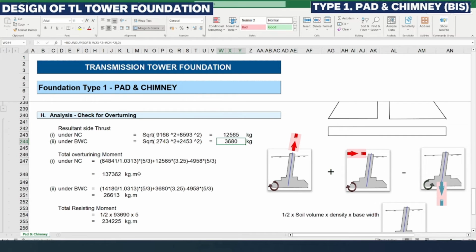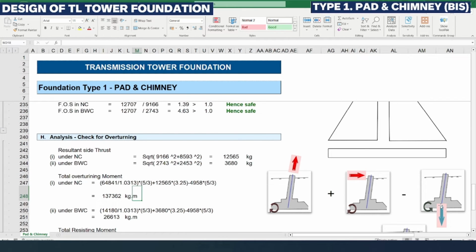The total overturning moment you can see in the right-hand side pictures with animations. There are three forces which will cause the overturning moment. The two forces from the structure, uplift and the side thrust, will cause a clockwise movement at the toe, whereas the weight of concrete will cause the anti-clockwise movement.